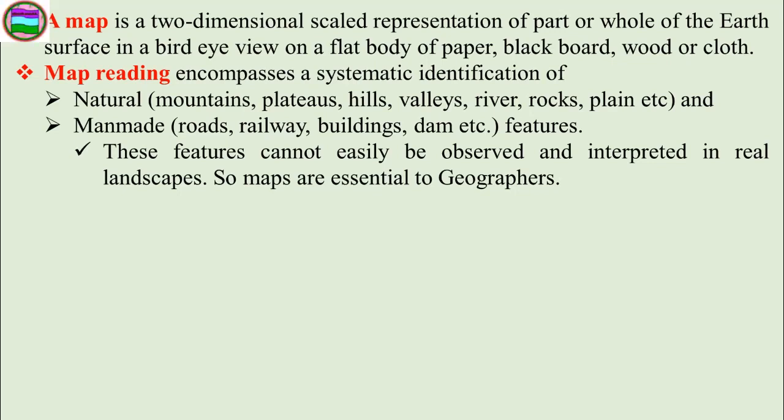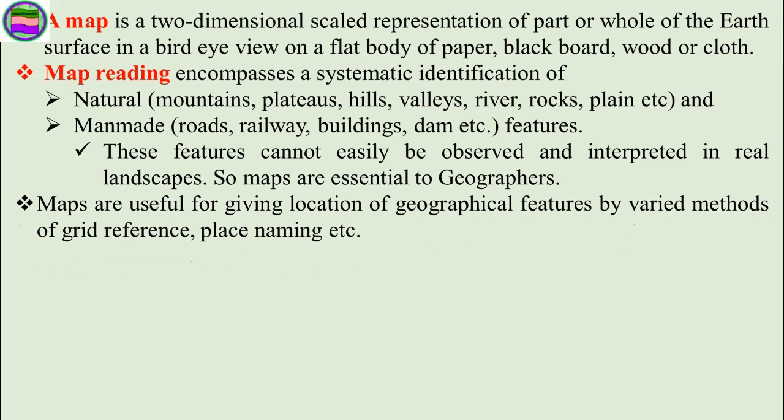But if those features are represented on a map, then it is important for geographers to interpret what types of features are there, and also to identify their location, their area, and the distance from one area to another. So maps are useful for giving the location of geographical features by varying methods of grid reference and also place naming. If information is displayed from a three-dimensional surface onto a two-dimensional surface, then as a geographer, we can identify the location by reading a grid reference system.